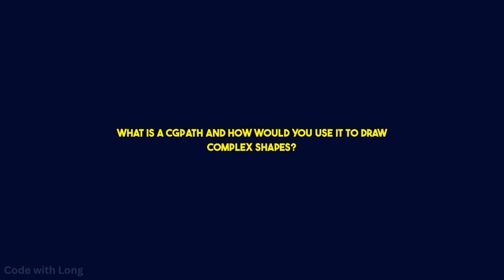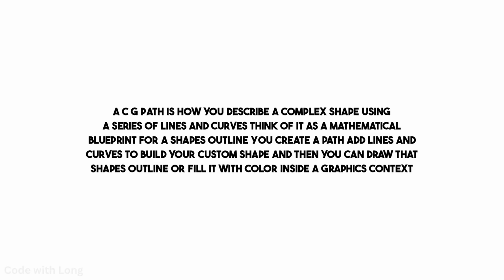What is a CGPath, and how would you use it to draw complex shapes? A CGPath is how you describe a complex shape using a series of lines and curves. Think of it as a mathematical blueprint for a shape's outline. You create a path, add lines and curves to build your custom shape, and then you can draw that shape's outline or fill it with color inside a graphics context.